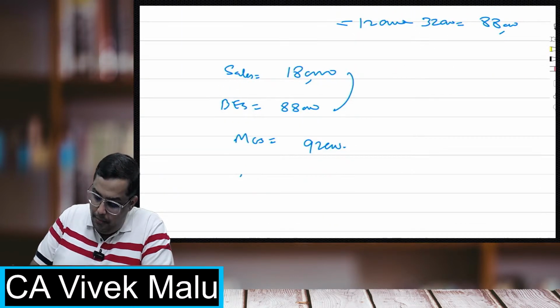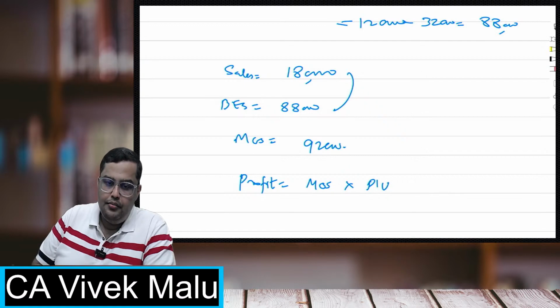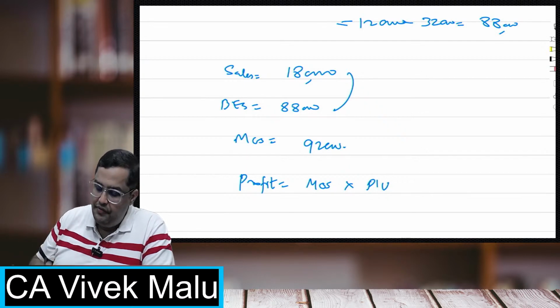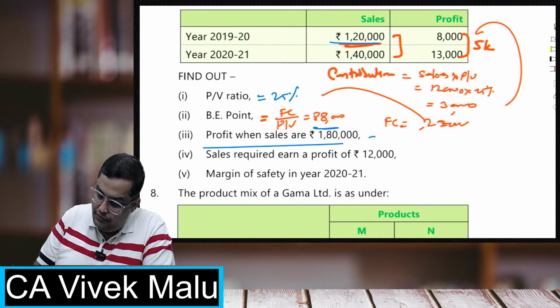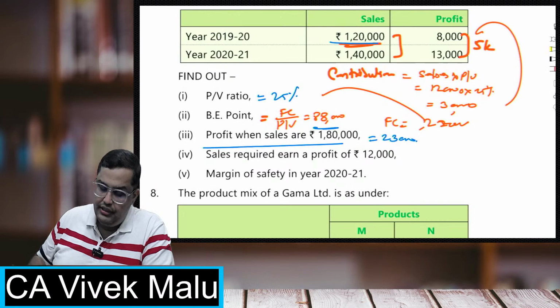So he is asking you what is the profit now. I know profit upon PV ratio gives us margin of safety. So similarly, margin of safety into PV ratio will give me profit. So 92,000 into 25%. So that is 23,000, which is my profit, which is the answer for this question.